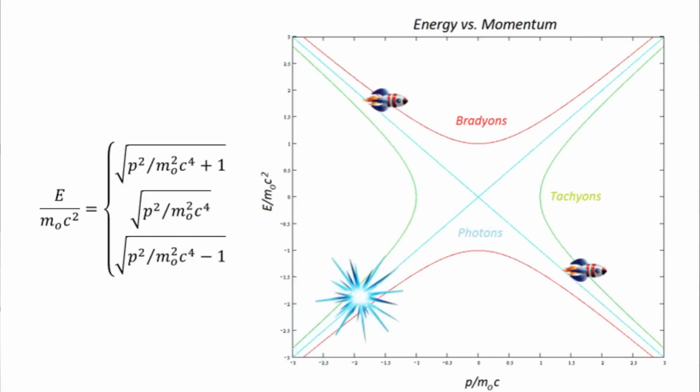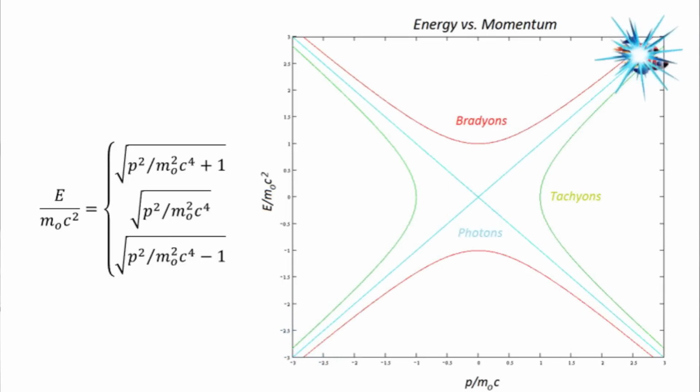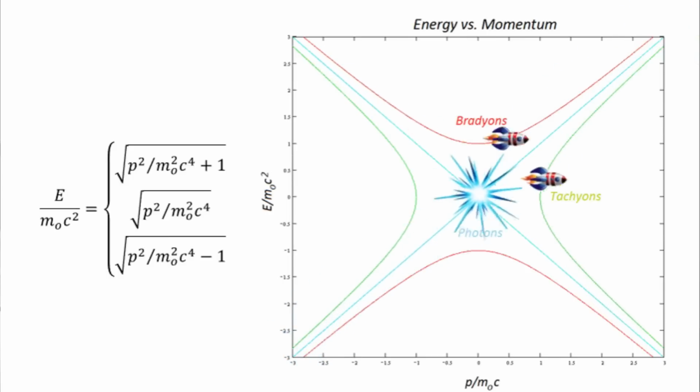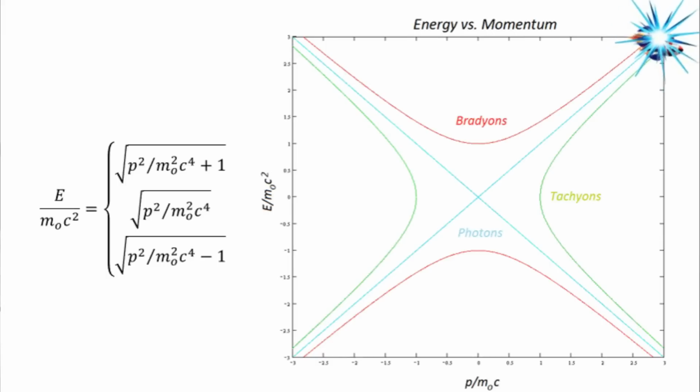We have our photons, and they travel at 45 degrees along the axis. And then we have our tachyons that travel on a hyperbolic path. So basically, bradyons and tachyons mirror each other around the photon.